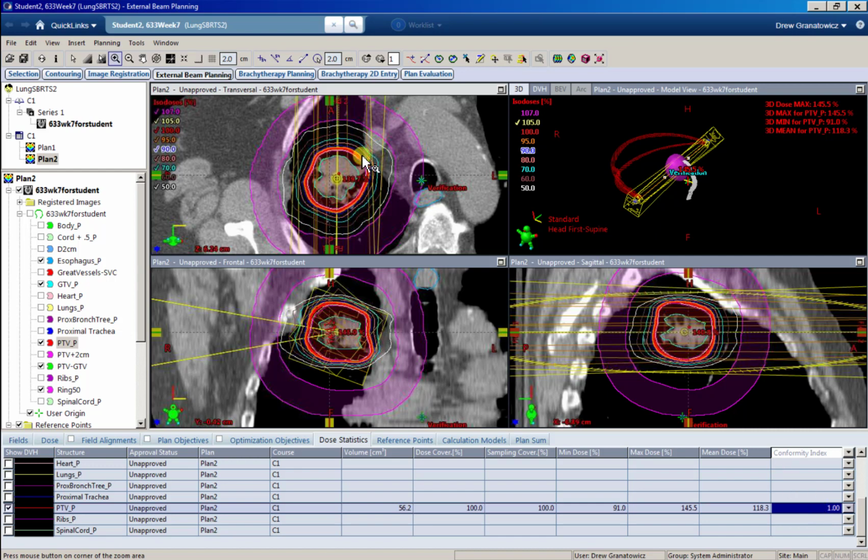So we're normalized so that we have 100% covering 97% of our volume, right? So 3% of our volume is cold. Our conformity index is 1.0, so that means the volume of our 100 is exactly the same as the volume of our PTV. So that means we have just a tiny bit of spillage, right? It's a tiny bit outside of our PTV that is covered by prescription dose, but not very much. It's really good. Our conformity is very, very good.